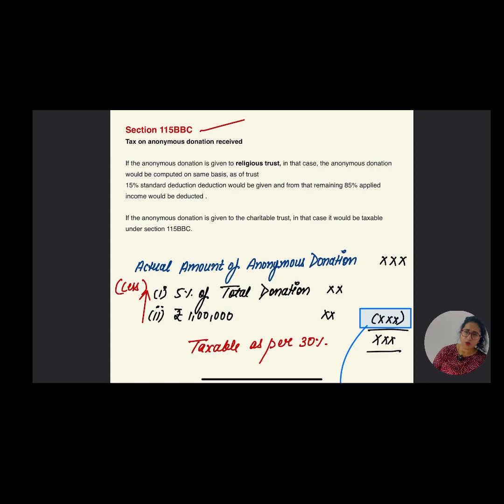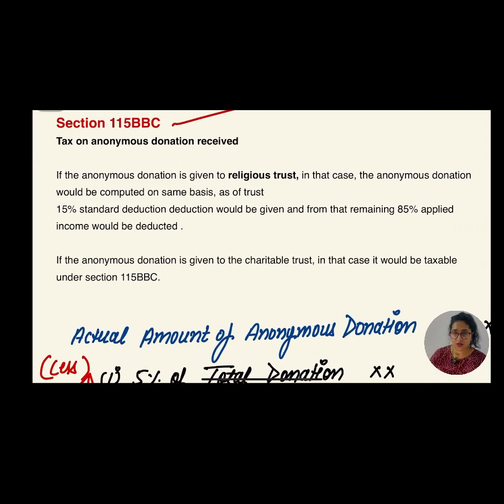So let's check how we are going to compute the tax in case of anonymous donation. If the anonymous donation is given to a registered trust, there are 2 things: first is religious trust, and second is charitable trust. In case of a religious trust, anonymous donation would be computed on the same basis. Which basis? 15% set off, the standard deduction, and from the remaining 85% the reduction of the applied amount is allowed.